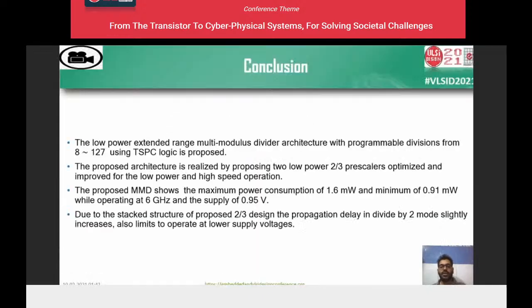The main drawback is that they have a stack structure in the proposed design. So the propagation delay in the division by two mode slightly increases. Also, we cannot go to lower supply voltages, like below 0.8, as the logic doesn't let it work properly.